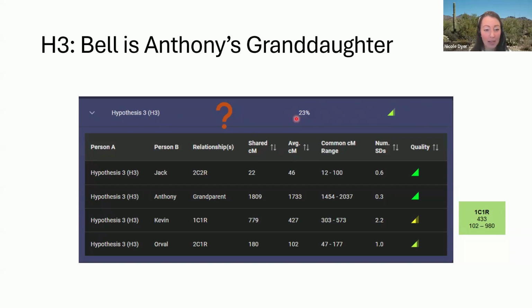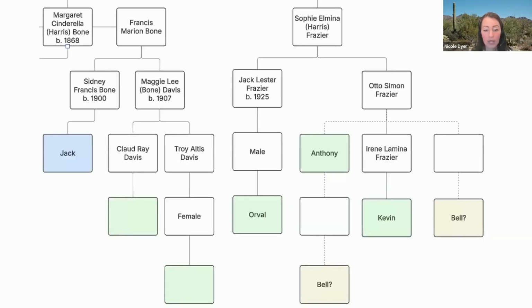But anyway, this one was not as likely because with Kevin and Belle sharing 779 centimorgans, and the average for a first cousin once removed is 427, this is a little on the higher range. It would be a little too high, but it's still within the range of possibility because a first cousin once removed from the shared centimorgan project has been seen to share up to 980. So this one's less likely for that reason, but still possible. So looking at my Lucid chart diagram, I could add Belle either right here as Anthony's granddaughter or right here as Anthony's niece.